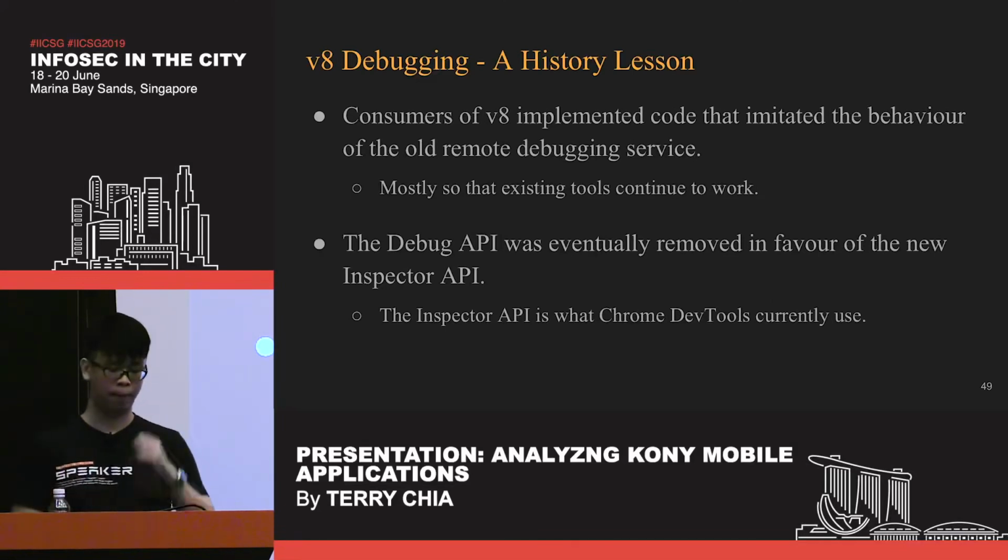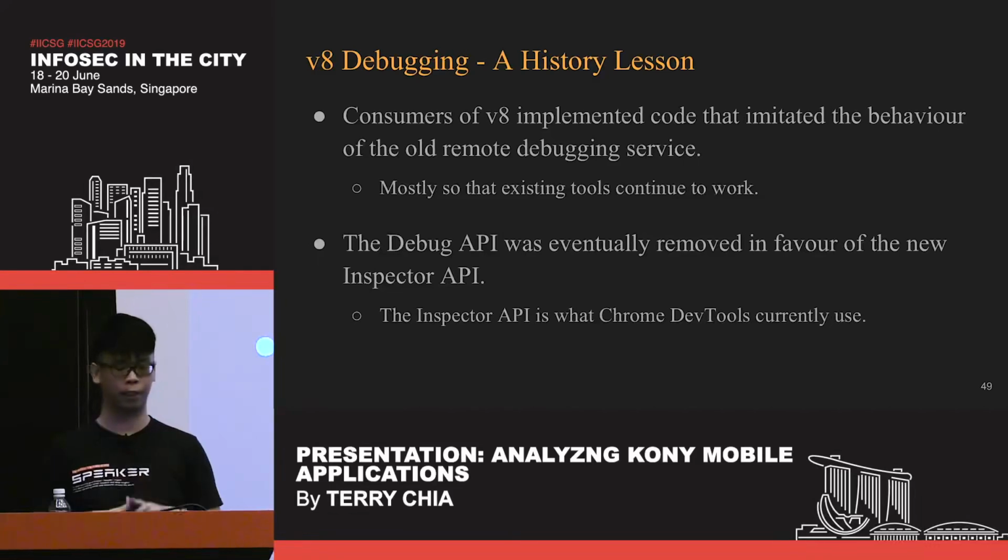And this debug API in later versions of V8 was actually removed in favor of a new inspector API with more capabilities. And this inspector API is what Chrome DevTools in a current version of Chrome uses.